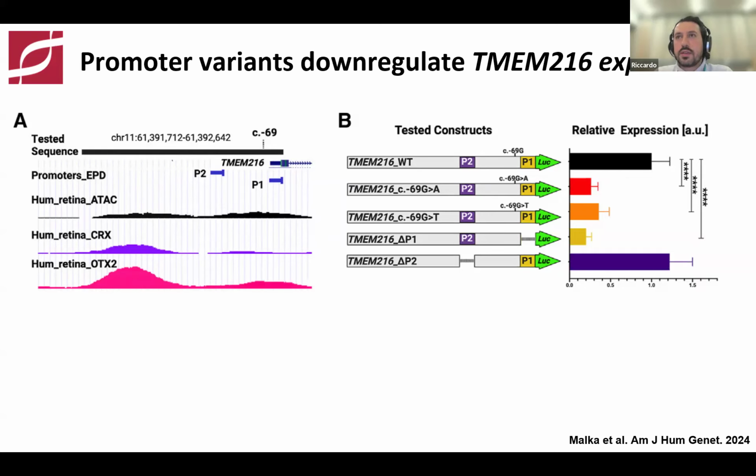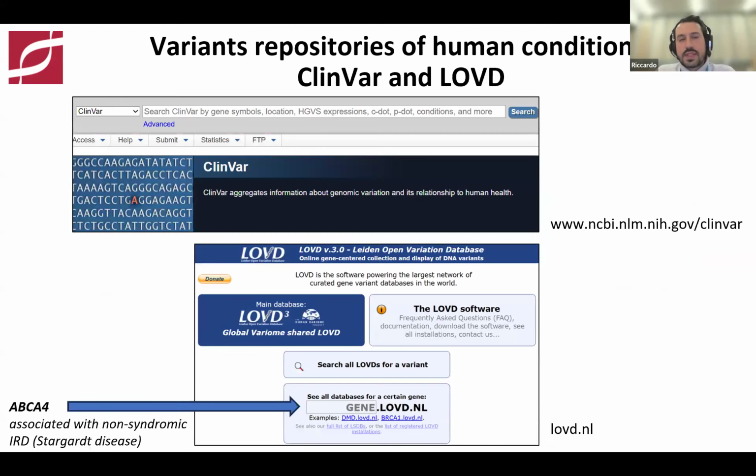And this was just, so the study is published now, and this is just an example of how you could interpret a VUS based on comparison between your patient cohort and the information provided by an unaffected population database.